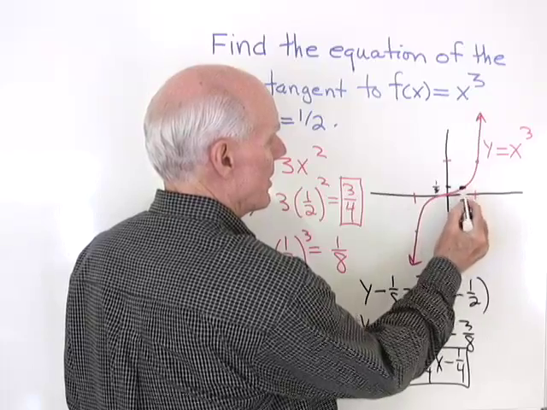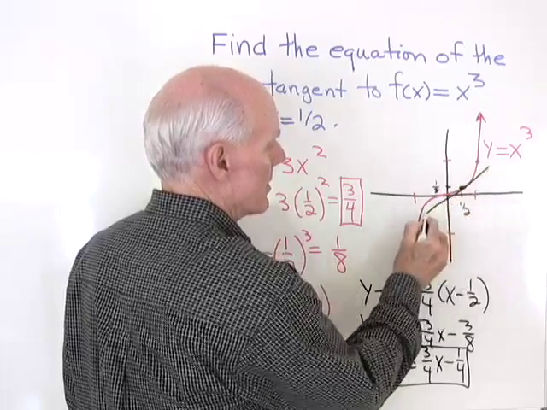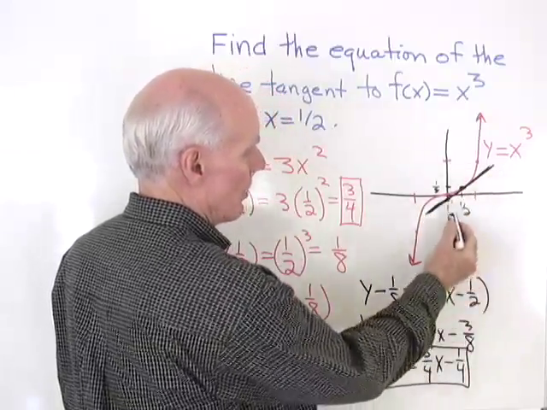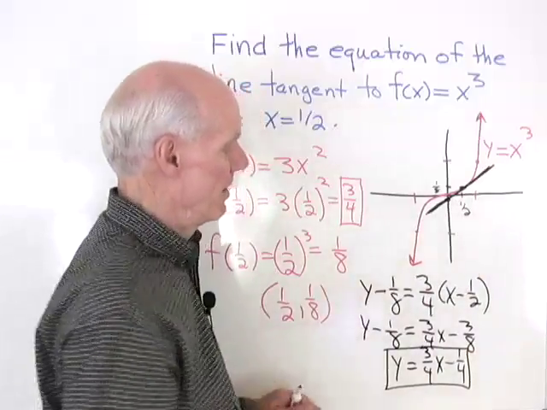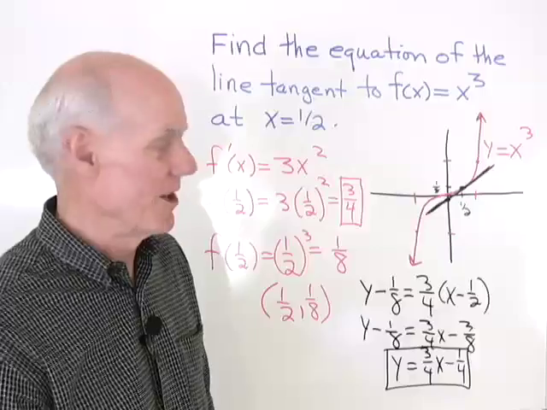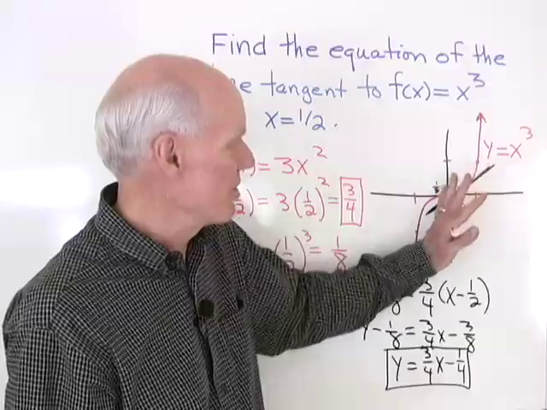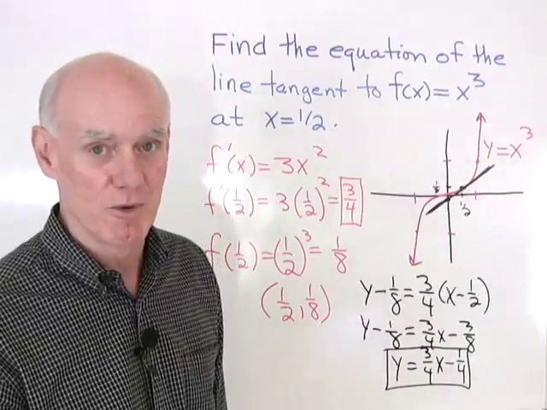It's this point right here, and here is my tangent line. It has a slope of 3/4 and a y-intercept of -1/4. I haven't drawn all this to scale right here, so it might not look exactly right, but you get the idea. The graph isn't necessary, it's just to help us visualize what we're doing.